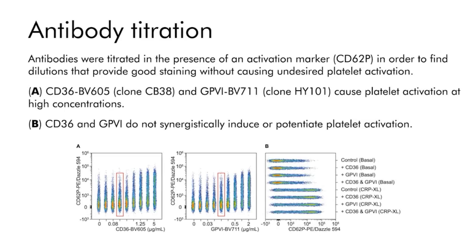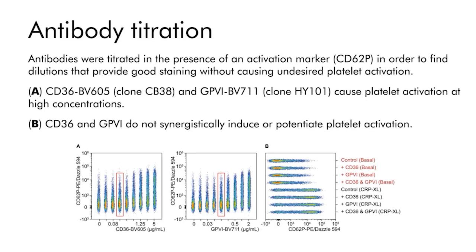So in panel B, we checked if the combination of CD36 and GP6 caused activation or potentiated the response to agonist stimulation. The first 4 rows of this figure panel show CD62P expression on unstimulated or basal platelets. The control contains neither CD36 nor GP6. There is no change with CD36 alone, no change with GP6 alone, and no change with the combination of CD36 and GP6.